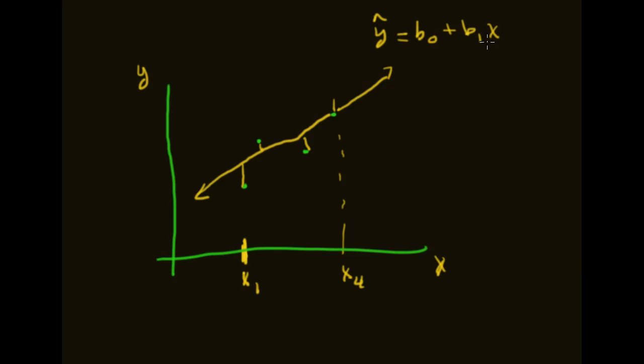So where is this line most useful? Well, it's useful in making predictions over the interval of the data. And we actually refer to that as interpolation.